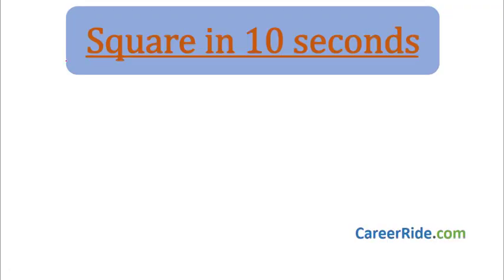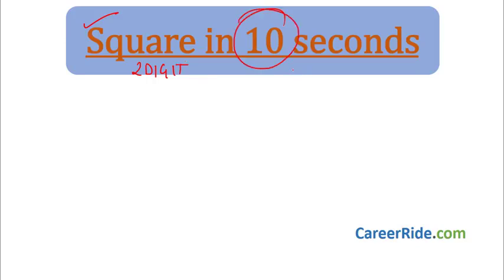Before starting with the topic, let's learn a few tricks that would be useful to solve sums related to this topic as well as other topics in quantitative aptitude. The first one amongst the tricks is finding the square of a number. Today we are going to learn how to find the square of a 2-digit number in just 10 seconds.